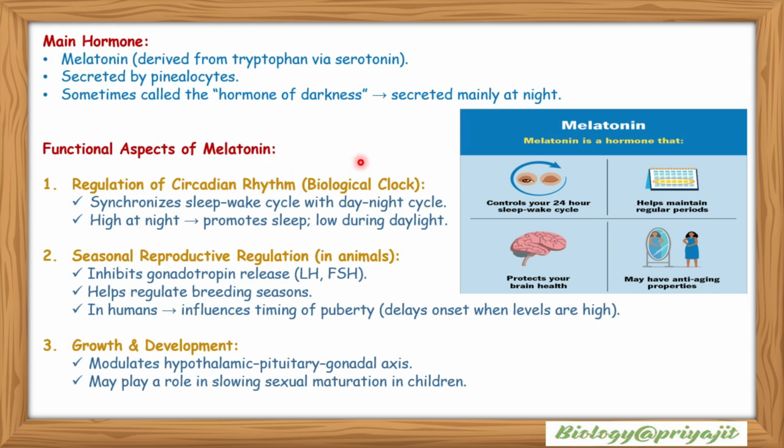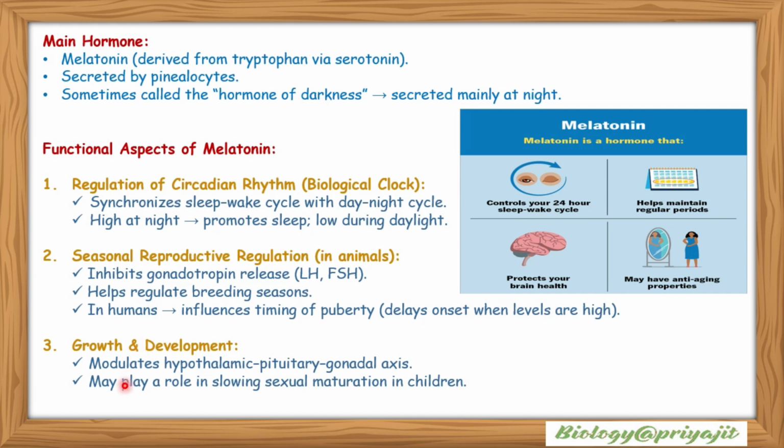Functional aspects of melatonin hormone: regulation of circadian rhythm or biological clock. Melatonin synchronizes the sleep-awake cycle with the day-night cycle, and melatonin secretion is high at night. It promotes sleep, but its secretion is low during daylight. Seasonal reproductive regulation in animals: melatonin inhibits gonadotropin release, that is the release of luteinizing hormone or follicle stimulating hormone. Melatonin helps regulate breeding seasons. In humans, melatonin influences timing of puberty, that is, it delays onset when levels are high.